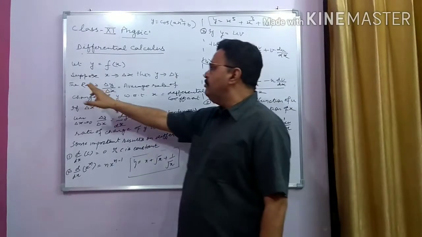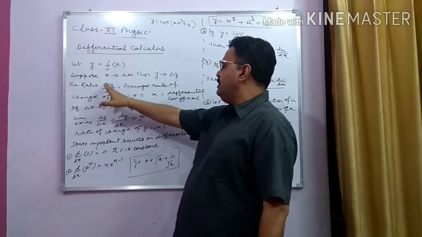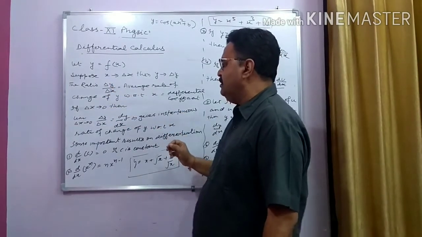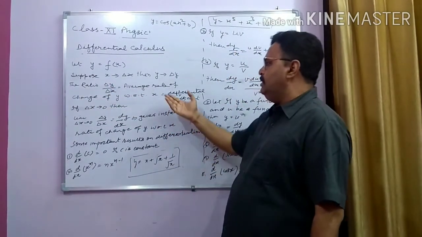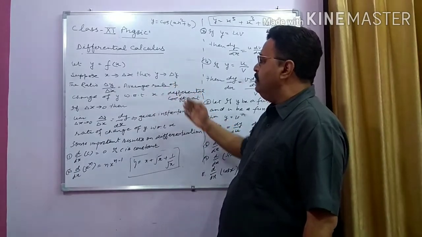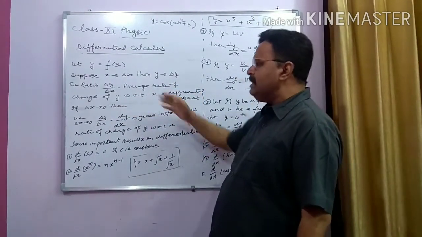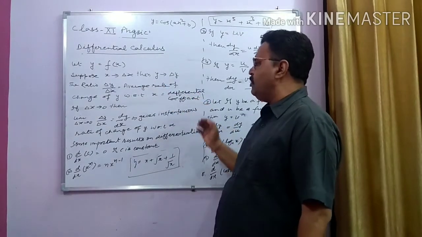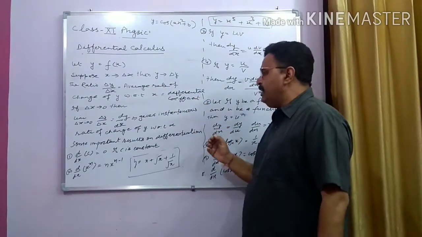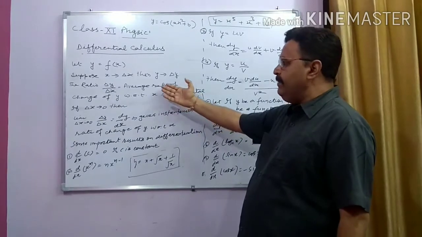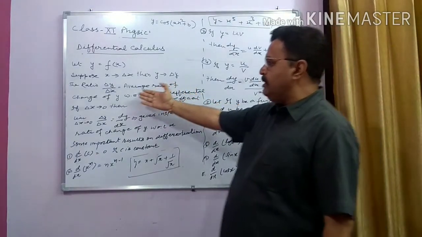Then the ratio of these two, that is del y upon del x, simply tells us about the average rate of change of y with respect to x. Or this is called the differential coefficient, or we can say this is the derivative of y with respect to x.